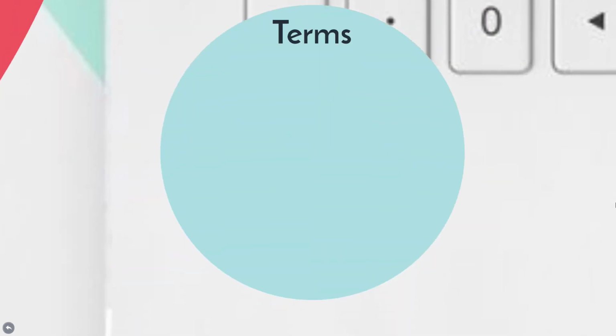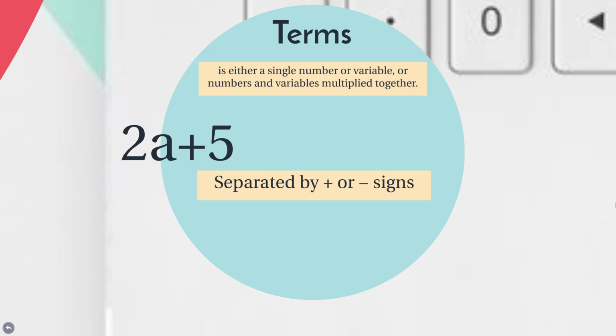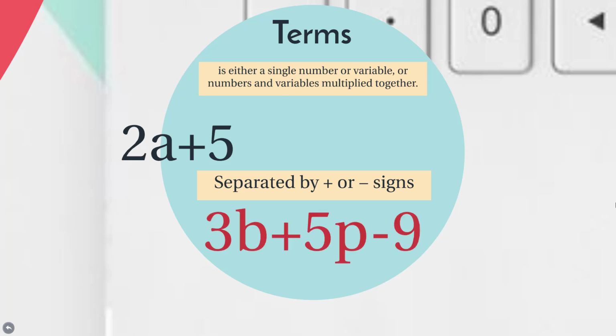Next is what we call terms. It's either a single number or variable, or numbers and variables multiplied together. So the three elements that I have shown you before are what we call terms. In this example, we have two terms, which are 2a and 5. They are separated by a plus or minus sign. In the second example, we have three terms, which are 3b, 5p, and minus 9.